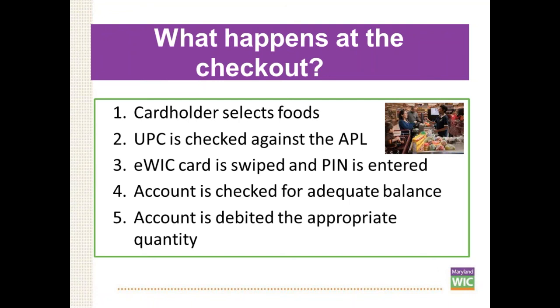When scanned, the UPC on a selected food will be checked against the APL by the cash register system in the store. For example, a cardholder selects Cheerios because they are on our authorized foods list. When scanned, the register will check the APL for Cheerios and get the approval. Next, the electronic benefit account is checked for adequate ounces of cereal remaining to cover the Cheerios box purchase. If there are enough ounces, the benefit account will be debited the number of ounces for that Cheerios box.